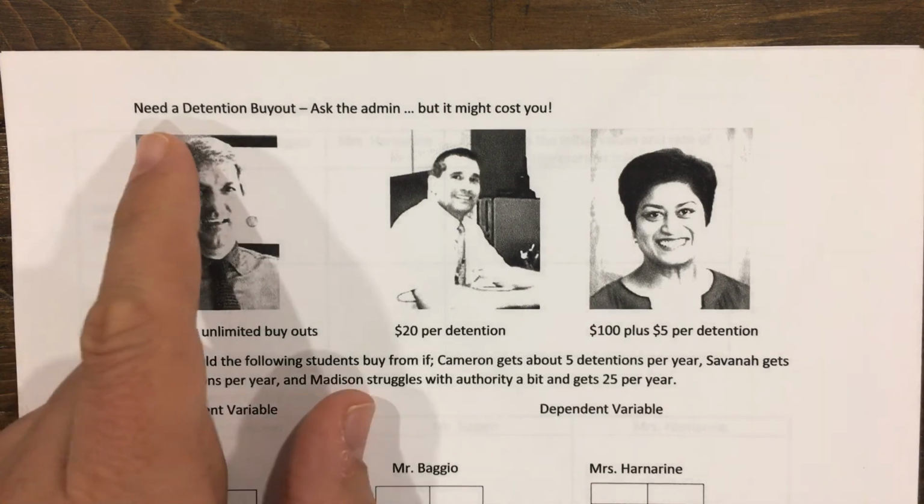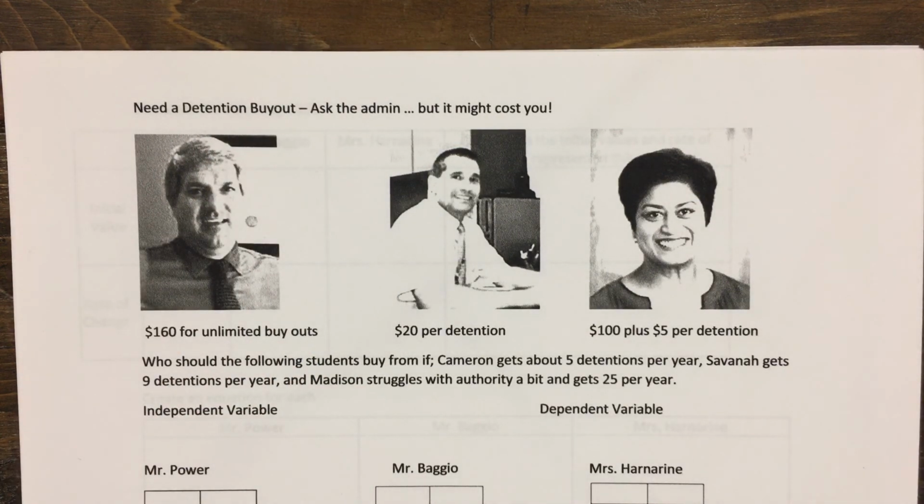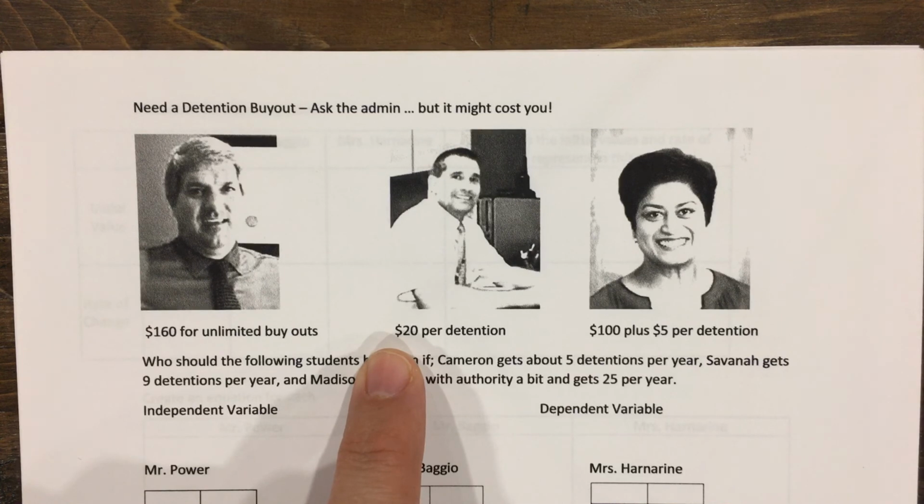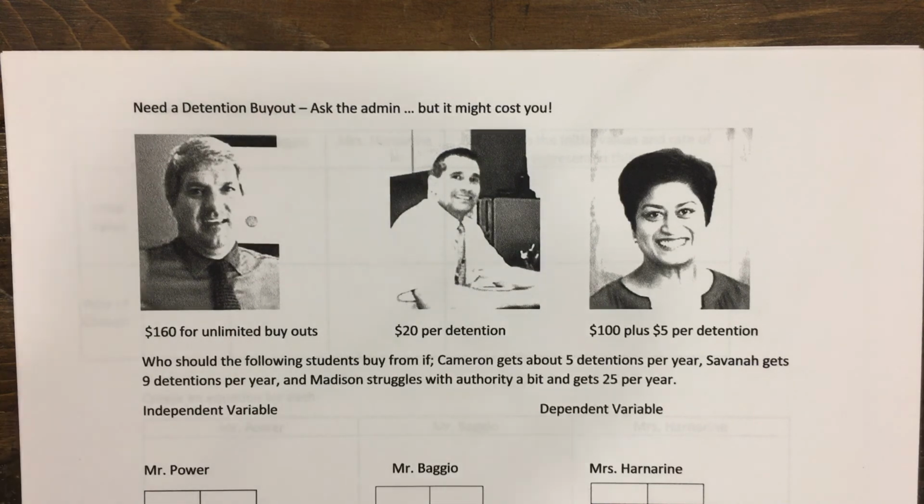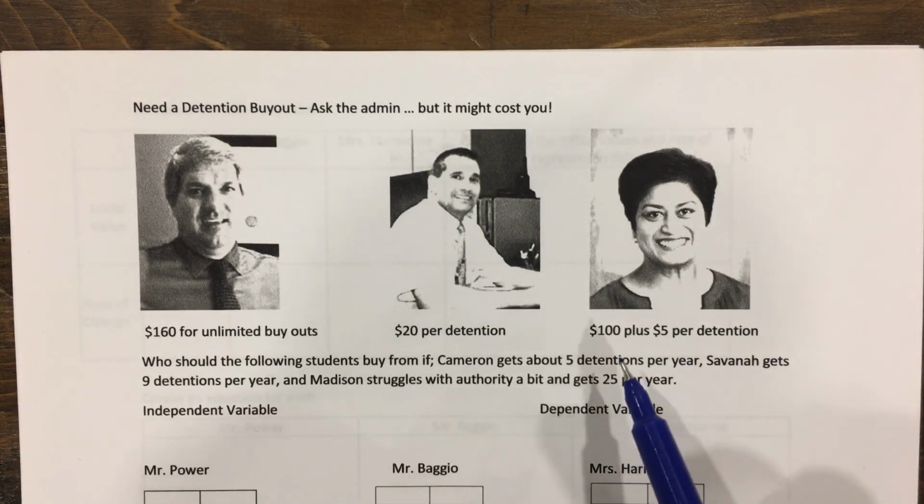So right now what we're looking at is a detention buyout, okay? So at the school, you may not know, but you can pay the vice principals or principals a certain amount of money, and they will get you out of so many detentions, okay? First of all, Mr. Power, if you pay him $160, you will get out of all detentions no matter how many you have, okay? Second is Mr. Baggio. He just costs $20 a detention. So you just need to see him when you have detention, pay 20 bucks, and then you get out of it, okay? Miss Harnerine, she needs something up front, and she's going to need $100 up front, and then you just have to pay her $5 per detention.